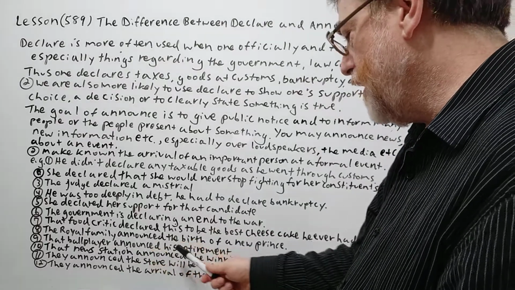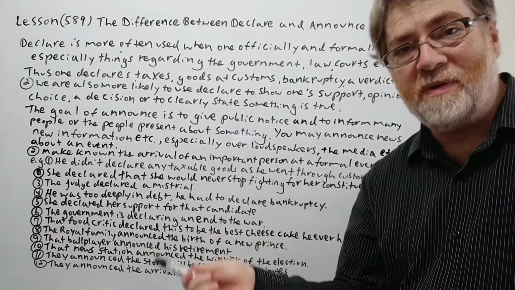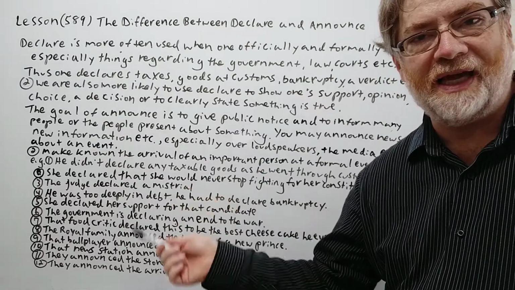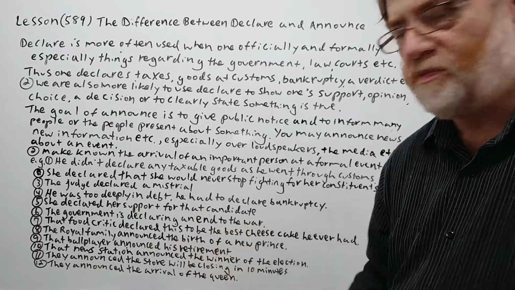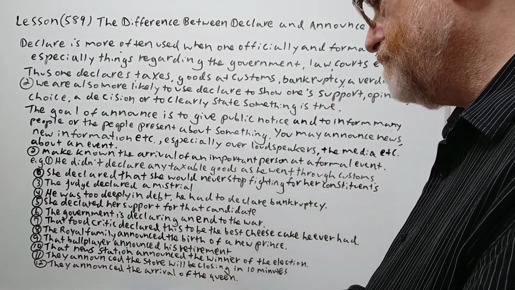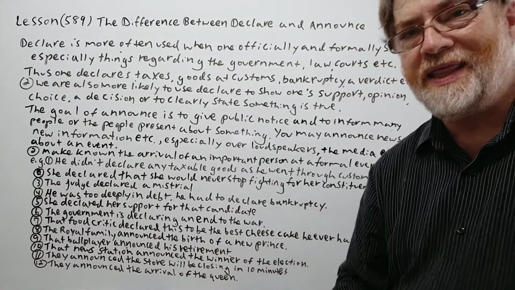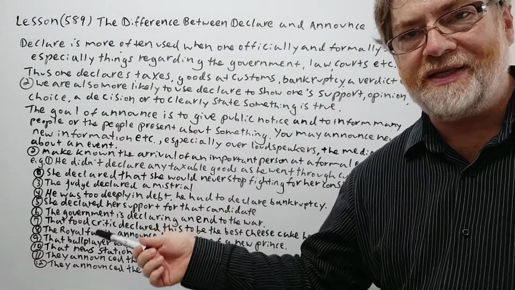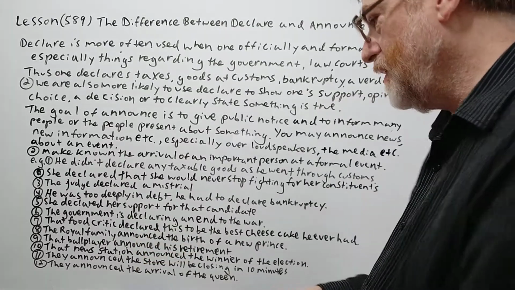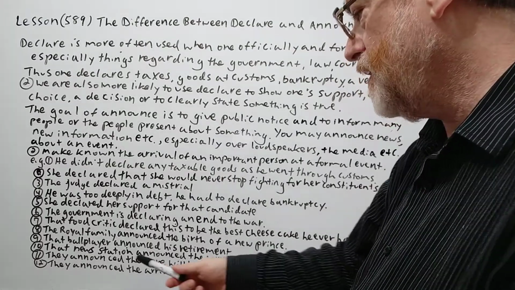Number 9: That ball player announced his retirement. He's just letting people know. He's not necessarily declaring it or doing anything official about it. He's just telling his fans or the people out there. Number 10: That news station announced the winner of the election. Again, they don't have the right to declare, but they can announce that this is true. Only the government can actually declare it.